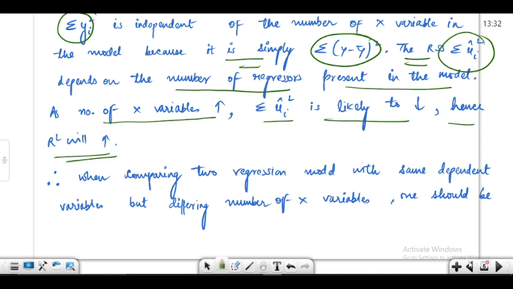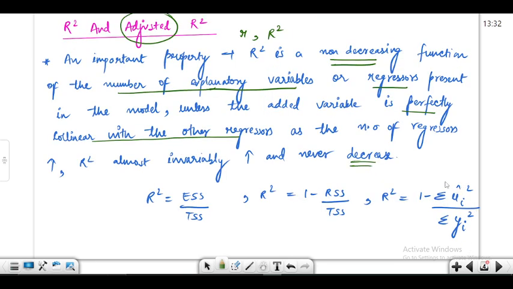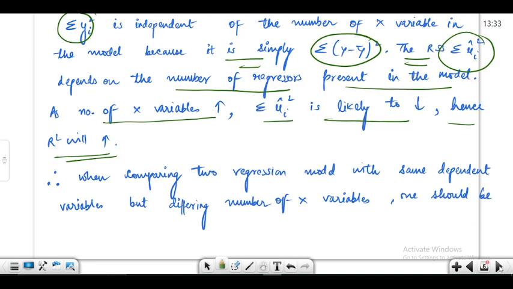Okay, so if you see this formula, if you're adding extra x variables, it means that this value is decreasing, because the non-explained part is being reduced now. This value is almost the same. This entire value is decreasing, and because it is 1 minus a value that is falling, it means that the value of R square is increasing, right? That is, more and more variability in the y variable is now being explained by the x variables.